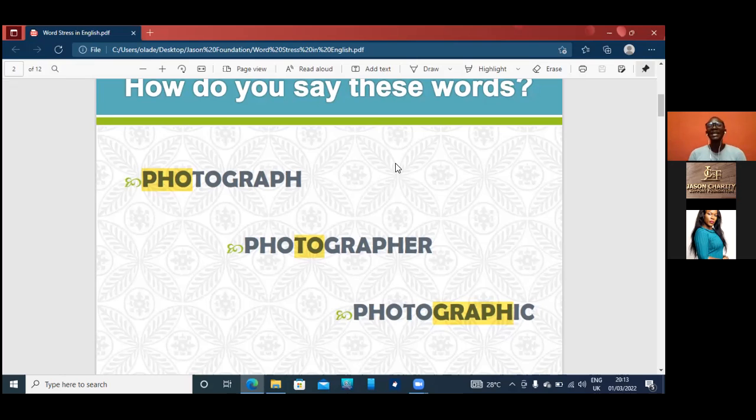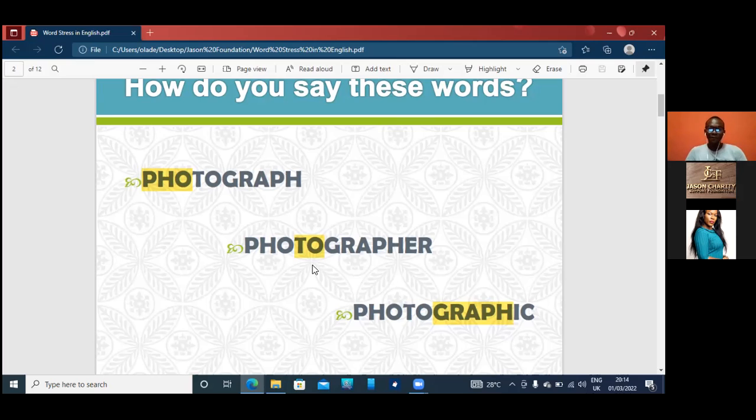But then you have what we call a stress shift. When you have photographer, you can see that the stress is no longer on the first syllable, right? It moves towards the second syllable because the word is now a syllable longer. So there is what we call stress shift here. Photographer. So the toe there is longer than other syllables.